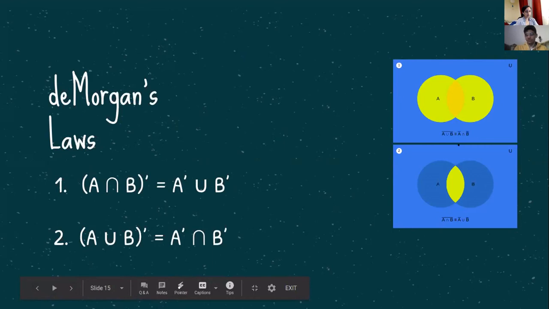These are the Venn diagrams representing these two laws. You can see that all the blue part is just (A union B)', so that's the whole blue area. And that's actually the same as A' intersection B'. A' is all the things that are not in A, and B' are all the things that are not in B. So this will give you this blue area around. And the same thing goes for the second one. So I hope that these laws again still make sense.